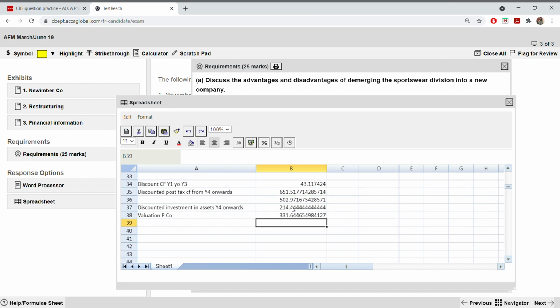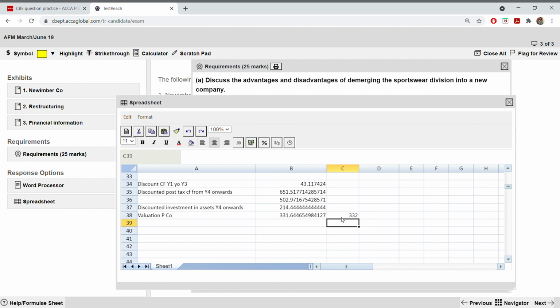So this is the valuation. Now it's a very big number. What can you do? Round up. Don't take this whole number and put it in the word. Okay, you can take it as a whole number, you can take it to one decimal place. Let us take it as a whole number, 332. So this is the valuation, 332 million.